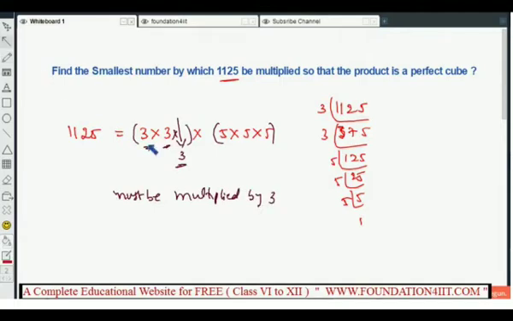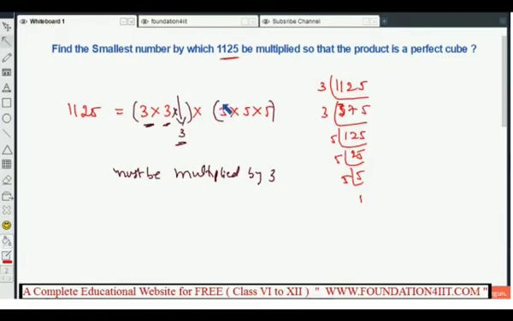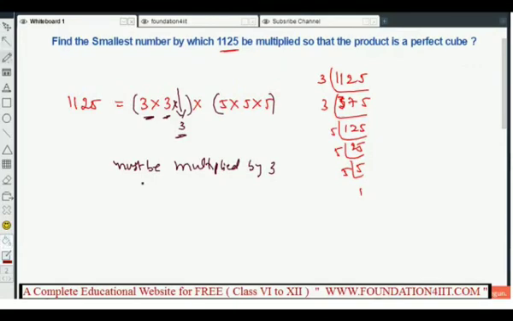So which is the gap which is less? That one number only we need to multiply to make it a perfect cube. So we can say that number also, right? If we take 1125 into 3, it is 3375. Nothing but this is a perfect cube. You can test. Okay, this is the question of what we need to multiply so that it becomes a perfect cube.